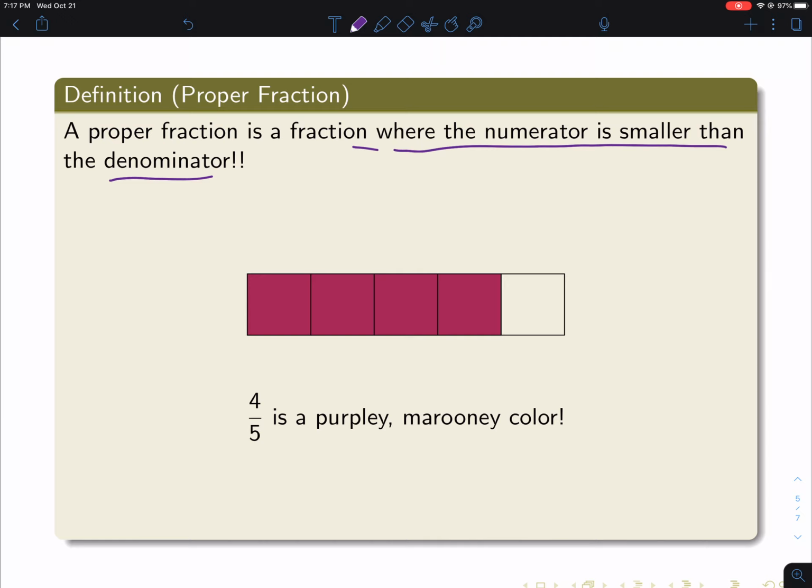And so in this case, since we've got 4 things shaded in out of 5 parts total, so we've got 4 parts is going to be our top number, of a size 1 over 5 is going to be our bottom number.